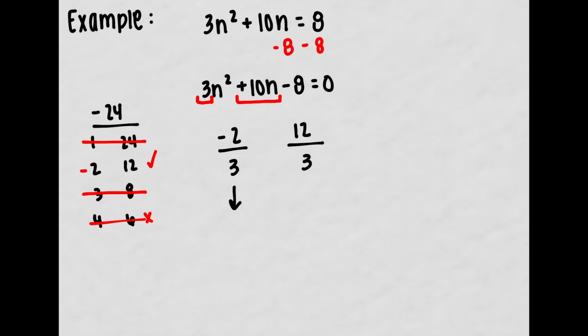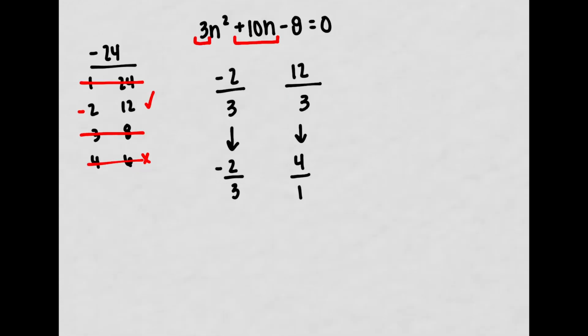This first fraction doesn't reduce, so we leave it as negative 2 over 3, but the second one does. 12 divided by 3 gives me 4, but I need to leave it as a fraction, so it's going to stay as 4 over 1. Now to write these, remember we have our 2 parentheses. They're still equal to 0 from the original problem.